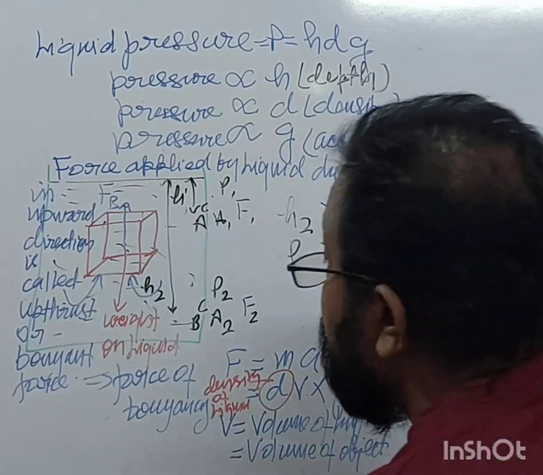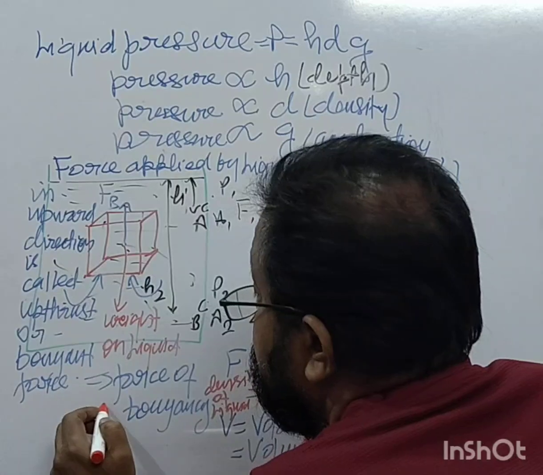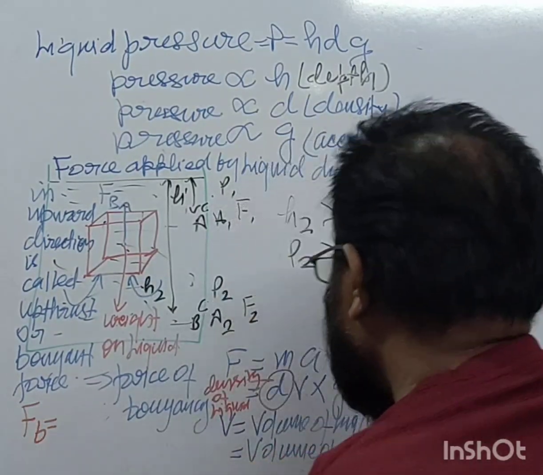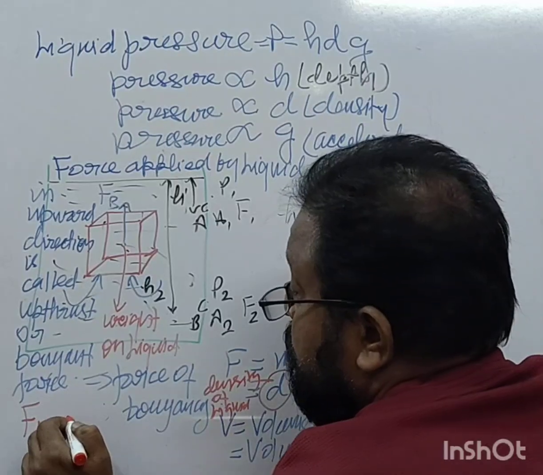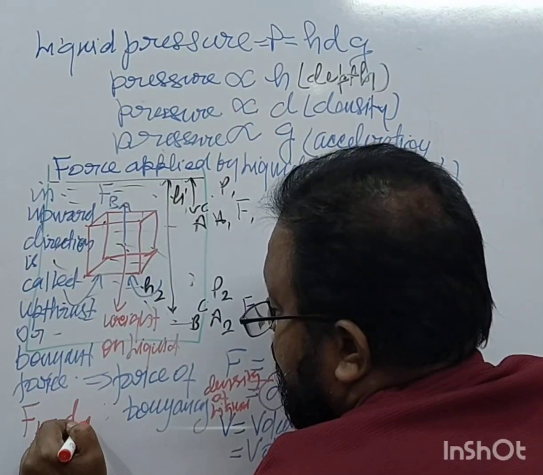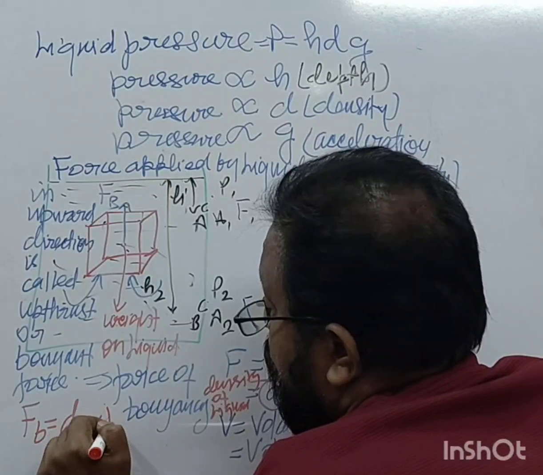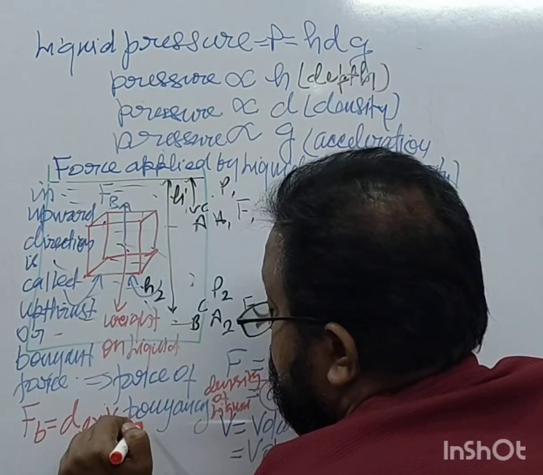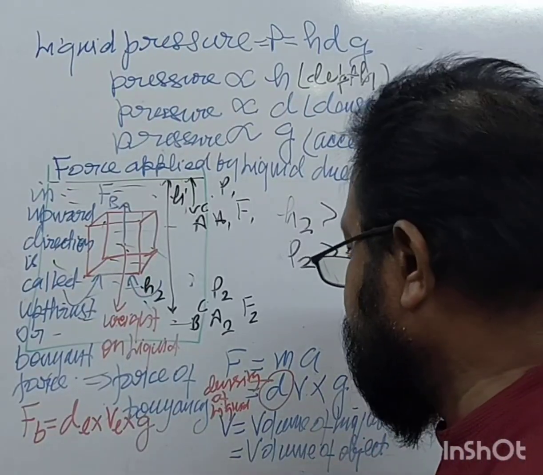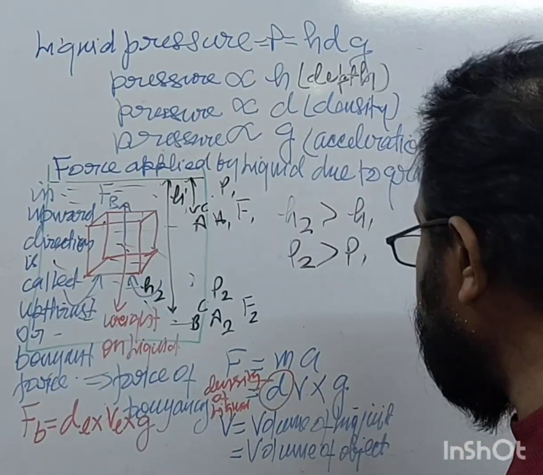So buoyant force FB is equal to density of liquid into volume of liquid into g, right? This is called buoyant force.